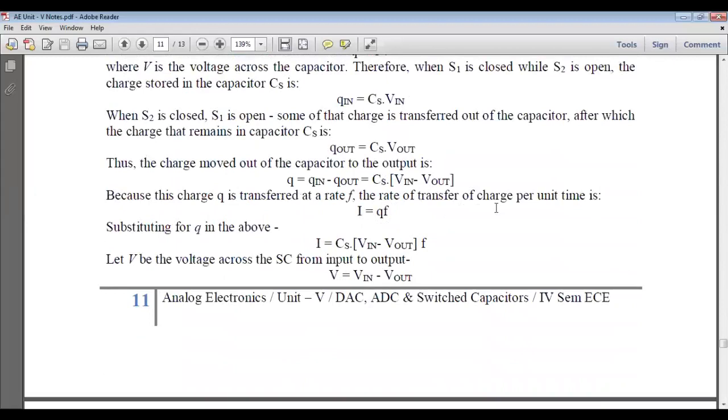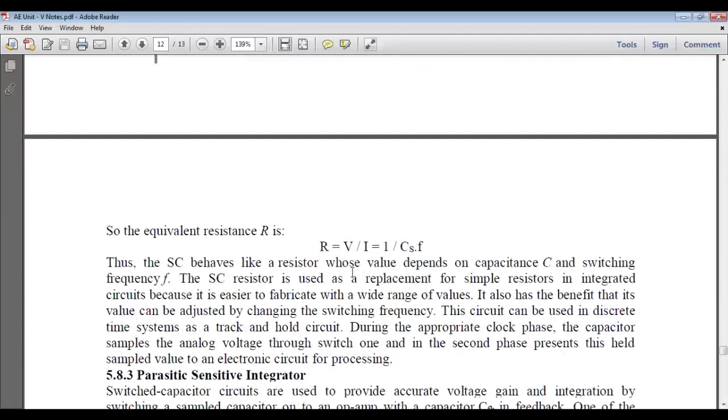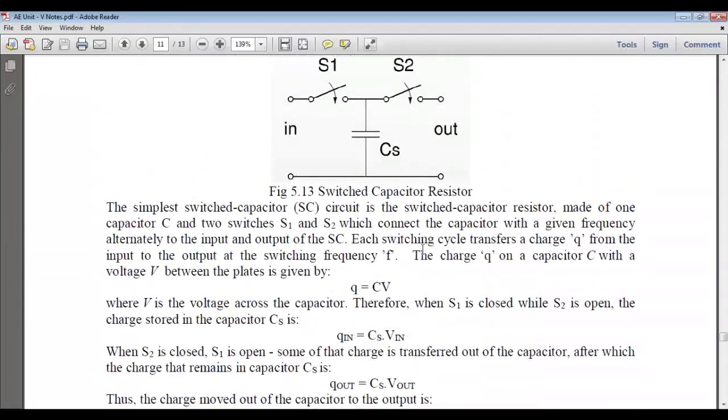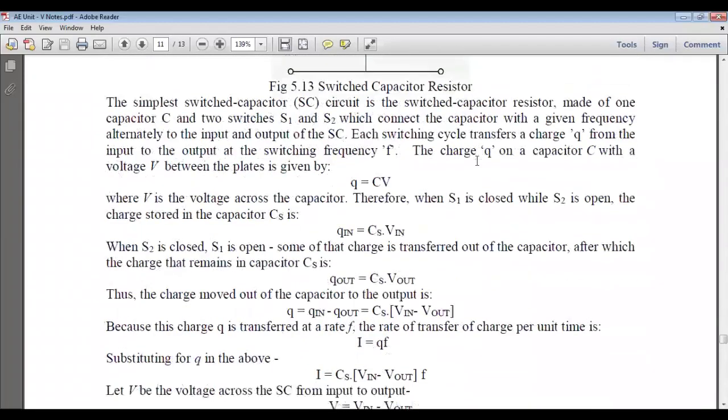Now the rate of transfer of charge per unit time is given by I equal to Q into F. When I multiply the charge and the frequency, I will get the rate of transfer of charge, which is given by current I. Substituting the value of Q in I, we get I equal to CS into V input minus V output into F. In this place, we are substituting the voltage V equal to V input minus V output. Finally, the R value equal to V by I equal to 1 by CSF. So, using this circuit arrangement, we are able to implement a resistor in a virtual format. That is why it is called switch capacitor resistor.